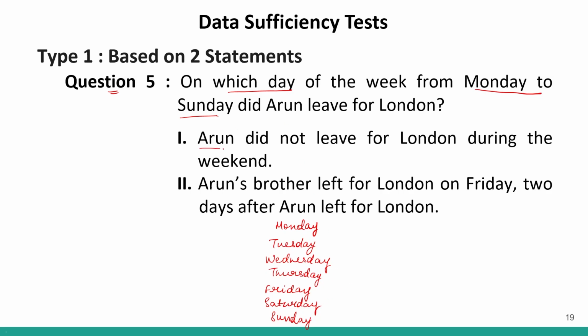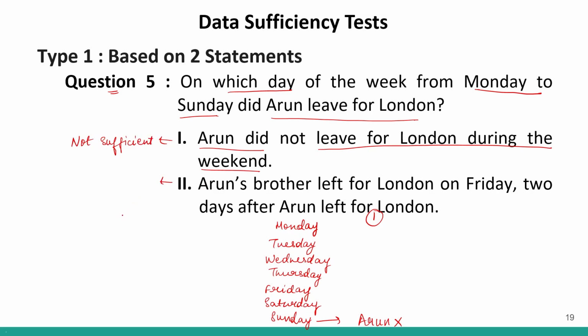Now, Arun did not leave for London during the weekend. That means the weekend is Sunday. So Arun did not leave for London on the weekend. So Arun did not go on this day. So this is from statement number 1. Statement number 1, can I find out on which day did Arun leave for London? Definitely not. So this statement is not sufficient. Correct? Now, coming to statement number 2.